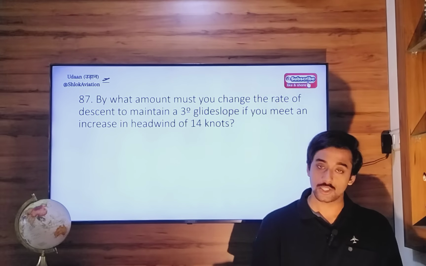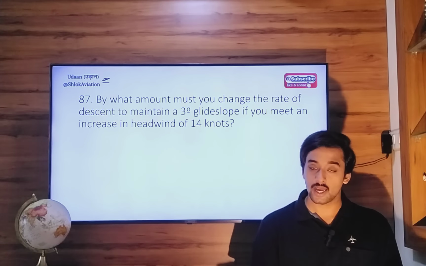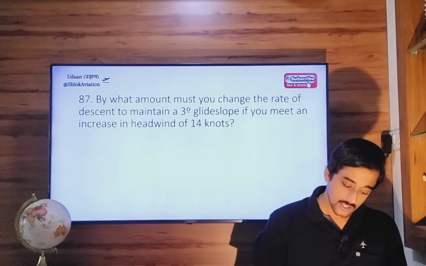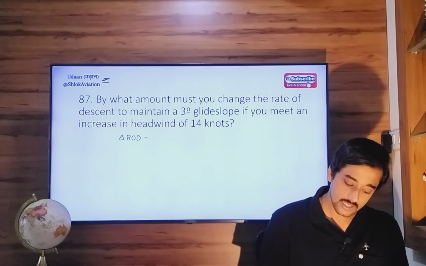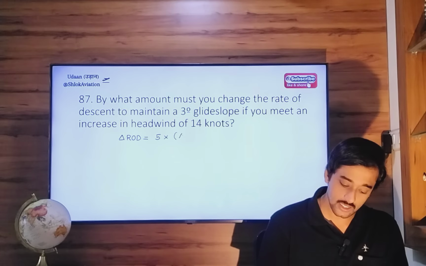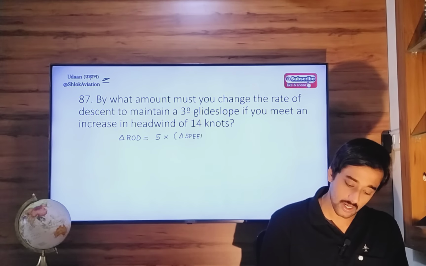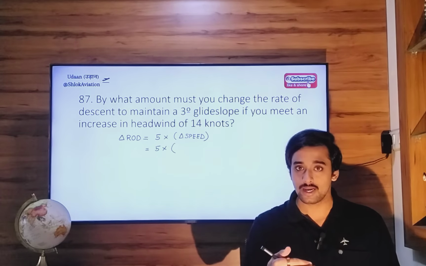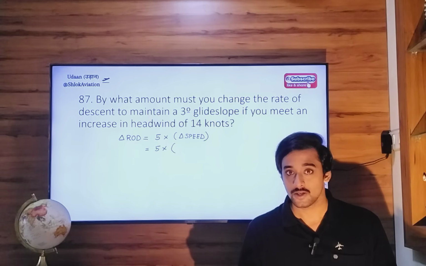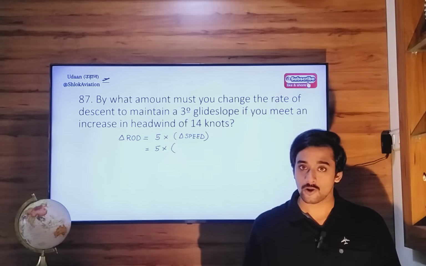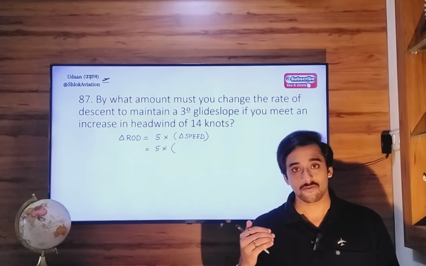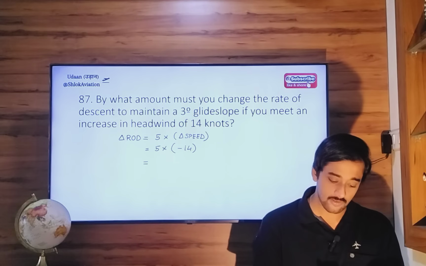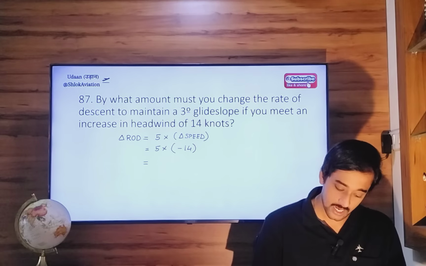By what amount must you change the rate of descent to maintain a 3-degree glide slope if you meet an increase in headwind of 14 knots? Okay, so the change in rate of descent required is equal to 5 into change in ground speed. Now whenever there is an increase in headwind, the ground speed of your aircraft will decrease, right? So if headwind increases by 14 knots, ground speed will decrease by the same amount. It will decrease by 14 knots. So the change in speed will be minus 14.